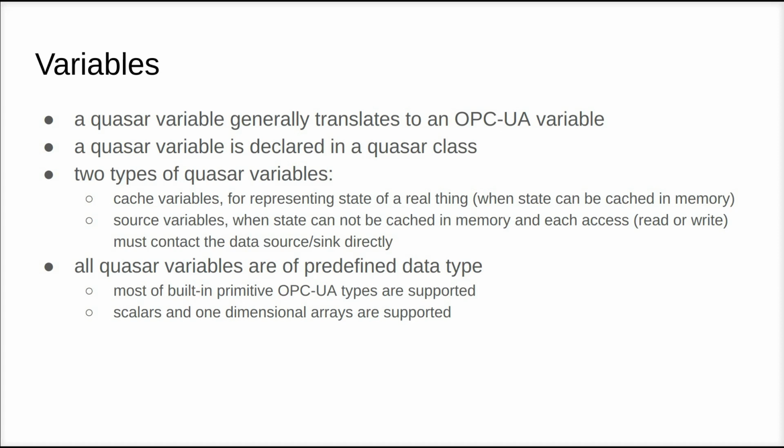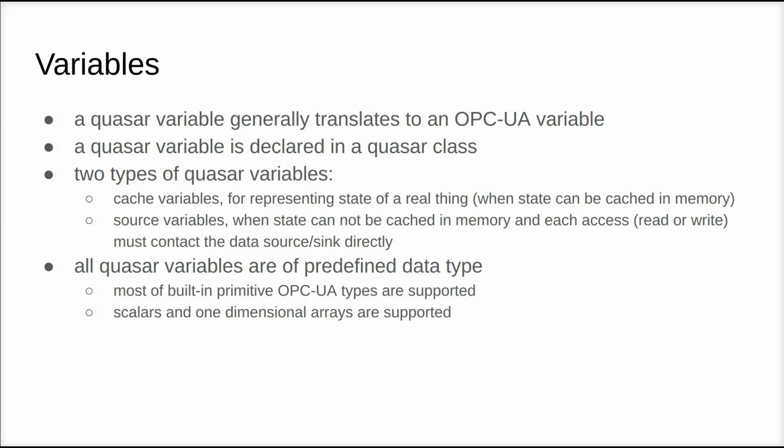In Quasar, we have two types of variables. We have cache variable, which is for representing state of a real thing, of a real part of a control system, and it applies whenever state can be cached in memory. And then we have source variables when state cannot be cached in memory, and each access from the client, whether it's read or write, must contact the data source or data sink directly. And the common thing between both of them is they are of predefined data type.